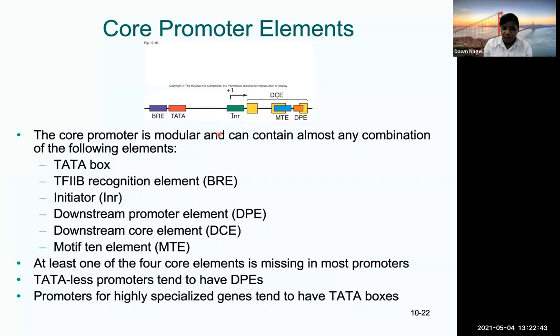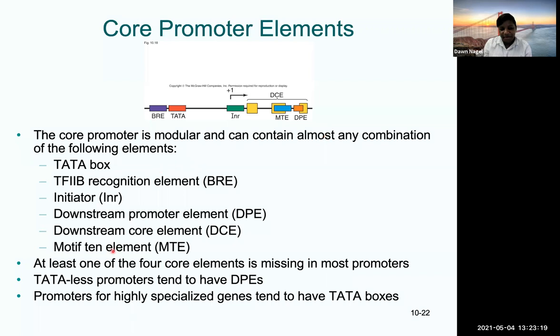At the core promoter, there are many different types of elements. These elements are present in some promoters and not in all promoters. So you have these BRE, TATA, which is very similar to the TATA box we saw in bacteria, initiator elements, and a range of downstream core elements.